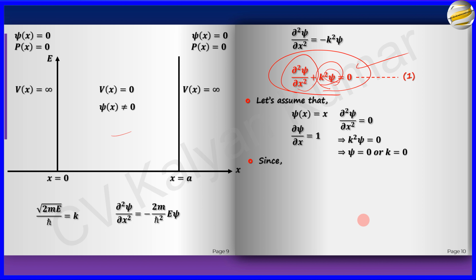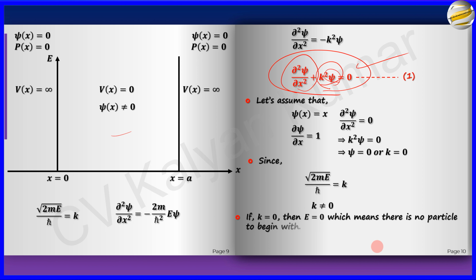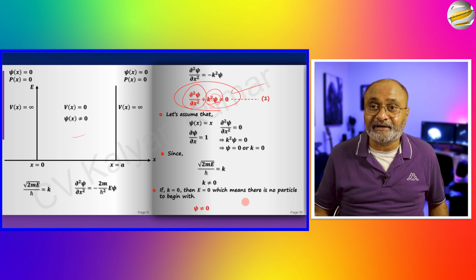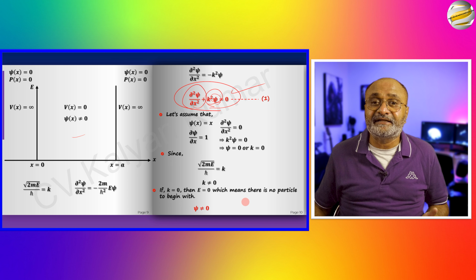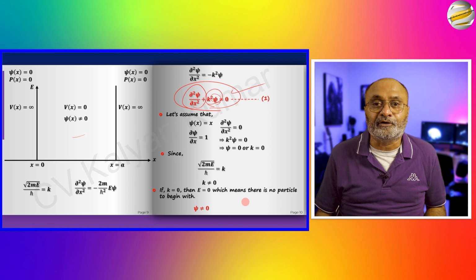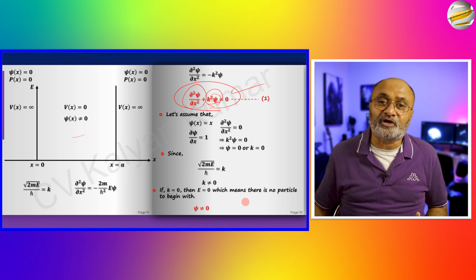Now, since the root of 2mE by h bar square is k, if k were to be 0, then E will be 0. If k is 0, then E will be 0, which means there is no particle to begin with. At the same time, psi cannot be 0. Otherwise, if psi is 0, there is again no particle, and moreover psi into psi star will also be 0, which means the probability of finding the electron at that space, where V is 0, is 0. And that means the particle does not exist.